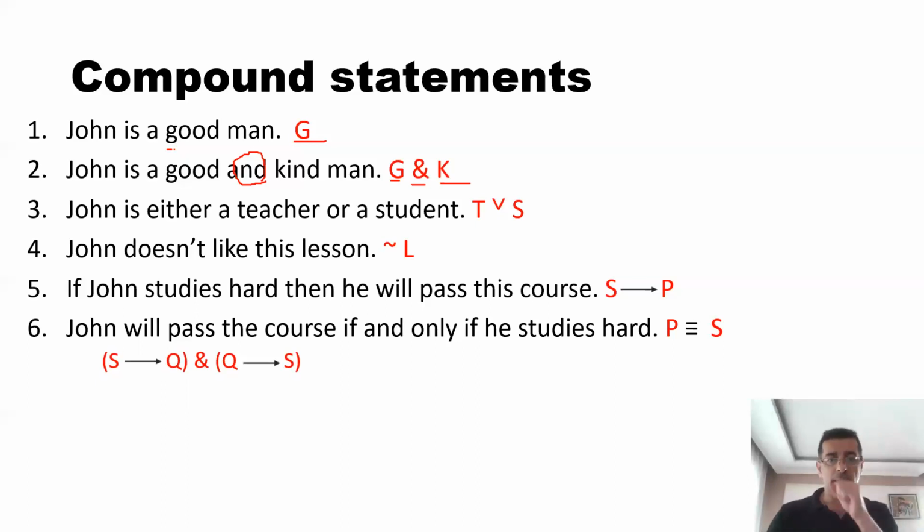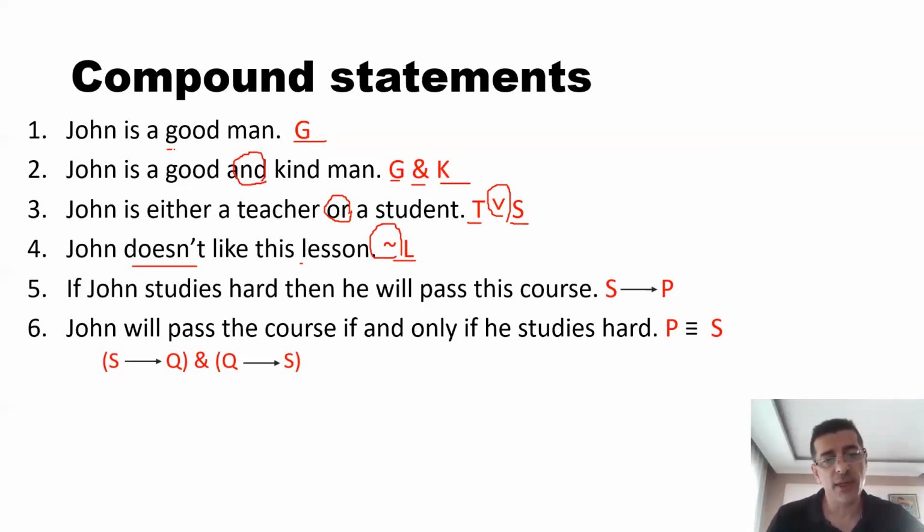Now here we have either or, so we have or. So let's just do it like this. Say John is a teacher or John is a student. Okay, so teacher or student, and then I've used the wedge. Here, John doesn't like this lesson, so we have L, lesson, right? But because it's negative, I've used the tilde, so not L, okay?